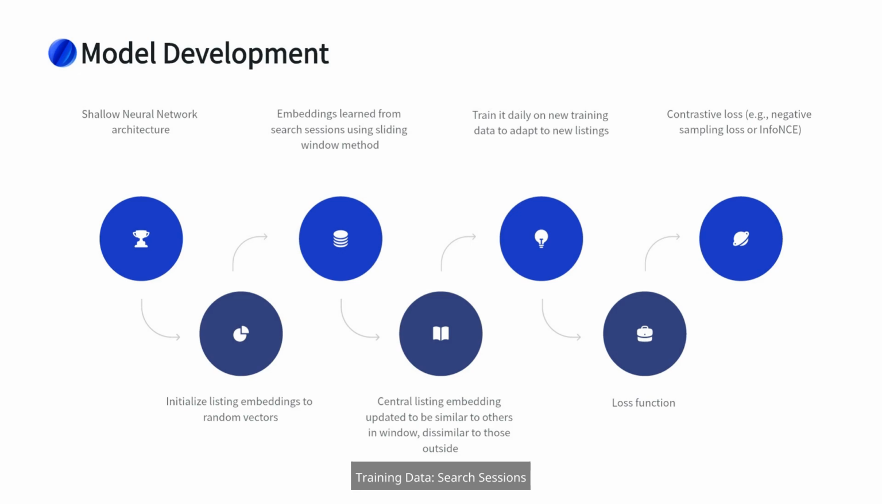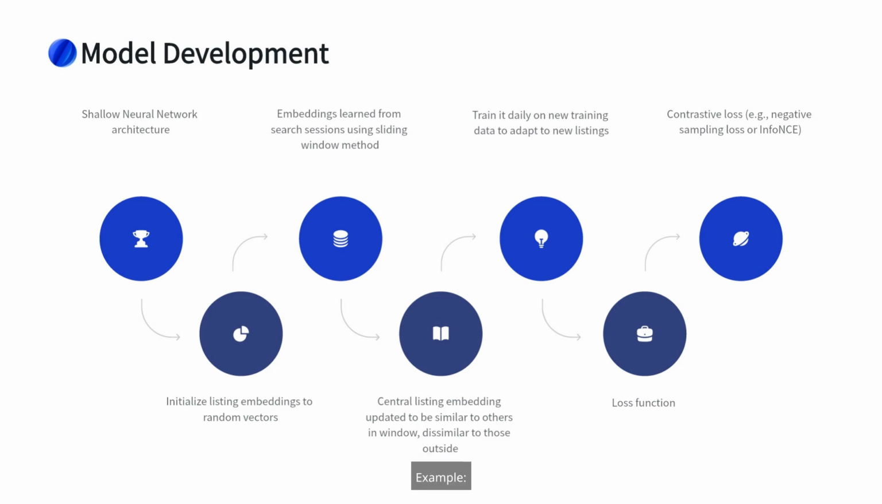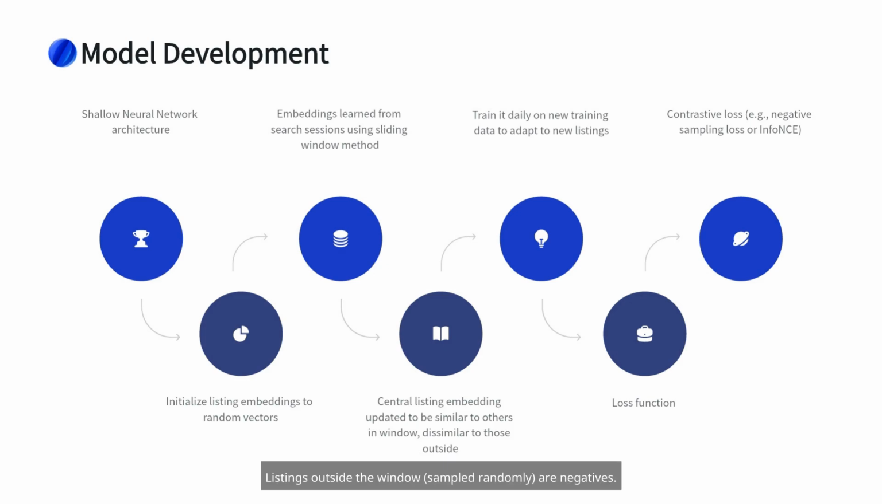Training data, search sessions. We leverage user search sessions, sequences of listings a user clicked, viewed, or booked in a short time window. Example: listing A, listing B, listing C, booking, listing D. From this, we generate anchor, context, training pairs using a sliding window approach. For every listing, the anchor, in a session, listings within a small window, e.g. +2, are positives. Listings outside the window, sampled randomly, are negatives.